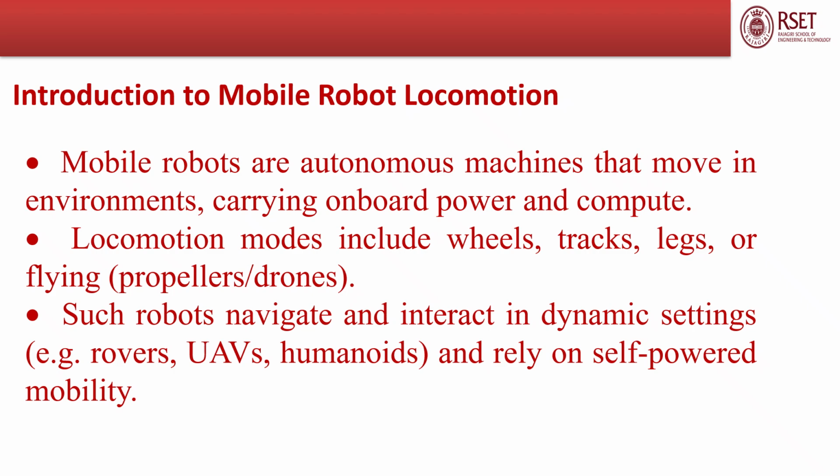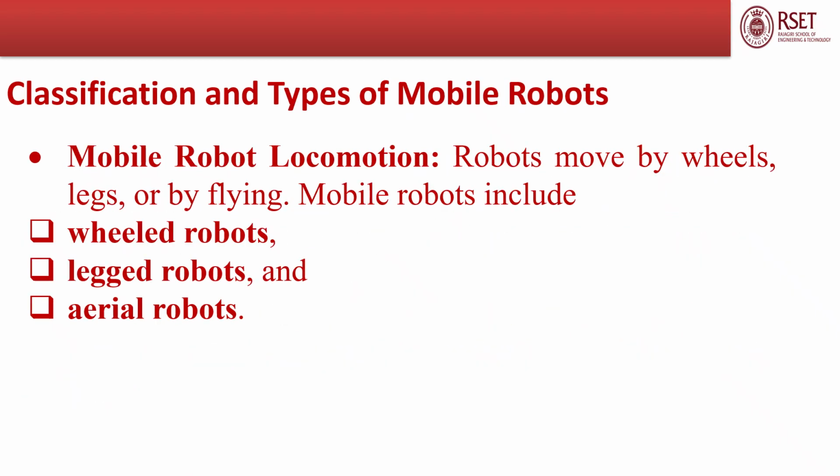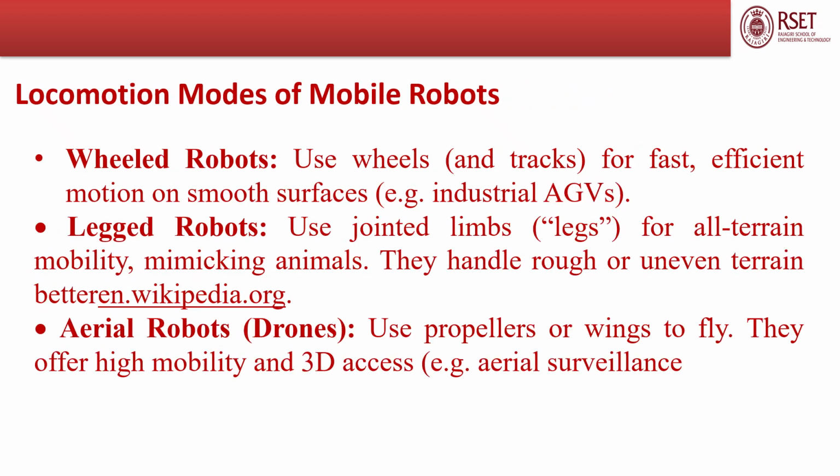Mobile robots move by various means. Wheeled robots use wheels or tracks and are great for smooth floors. Legged robots use jointed legs, like an animal, letting them walk over rough terrain. And aerial robots, like drones, fly in the air. All three types, wheels, legs, and flying, are common in mobile robotics.